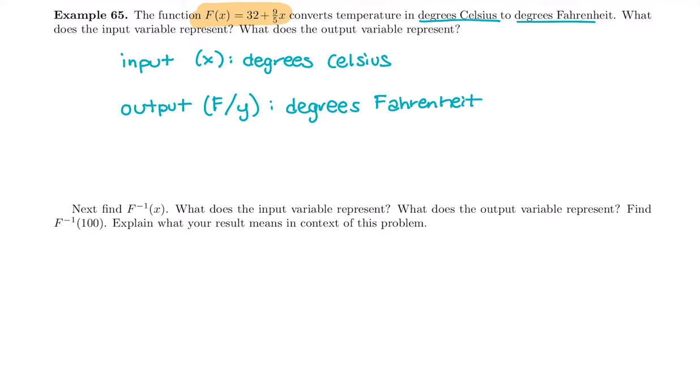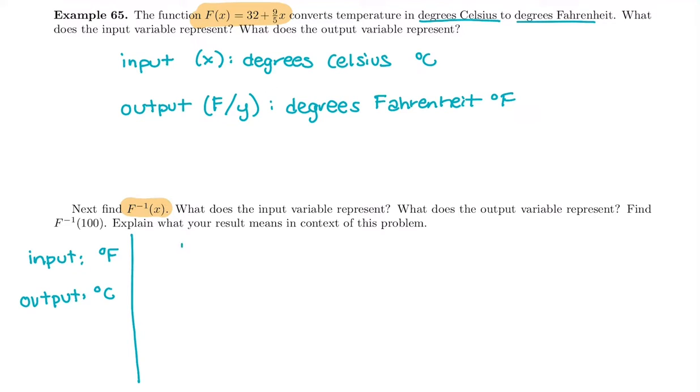So 32 plus 9/5 X converts from Celsius to Fahrenheit. Well, what if we find the opposite of that? If we find the inverse function, we want to figure out what would happen to those variables. Our input and output would switch. Right? Our X's and Y's would switch. So instead of plugging in Celsius and getting out Fahrenheit, we would plug in degrees Fahrenheit and get out degrees Celsius. So we'd go the other way around. Instead of Celsius to Fahrenheit, we're going to go from Fahrenheit to Celsius. So let's find that inverse function, so we can take any degree Fahrenheit and convert it to degrees Celsius.